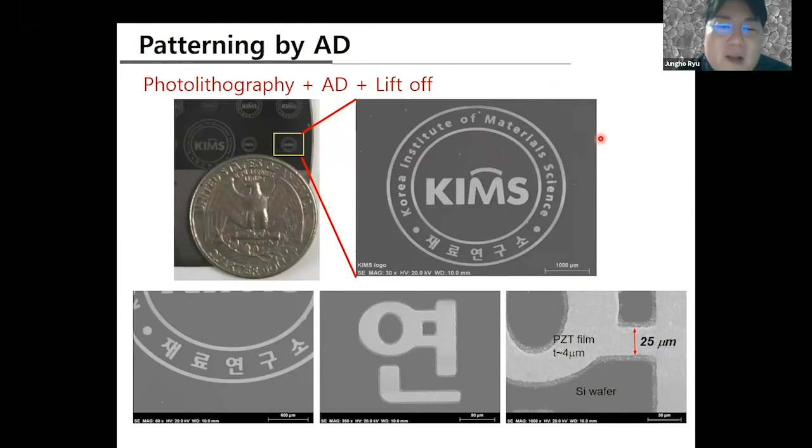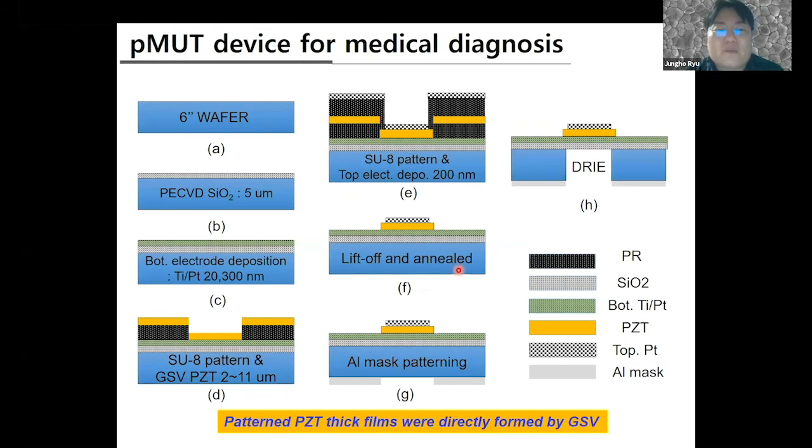So for other MEMS devices, some people are asking if AD can do the patterning for the MEMS devices. So we did it by using photolithography and the lift-off process. This is one of the examples. After that, we optimized the process. For example, 6-inch wafers, and we did SiO2 layers, and then SU8 patterns, and then deposited the films on these areas. And lift off and annealed, and then we can have this kind of membrane device.